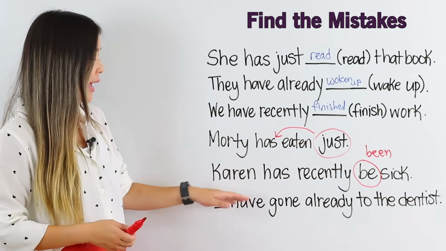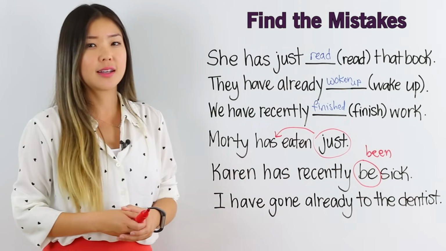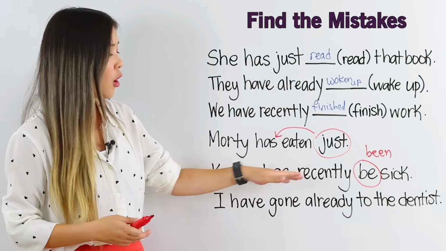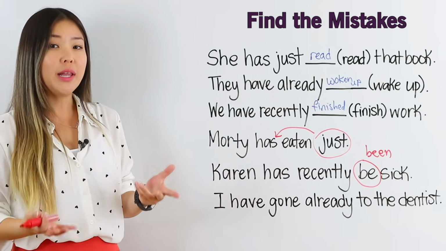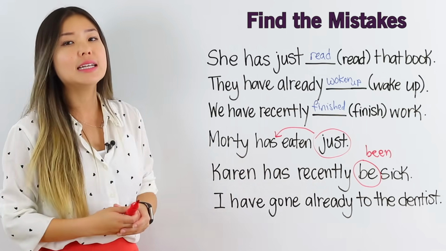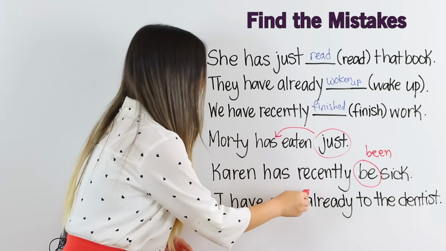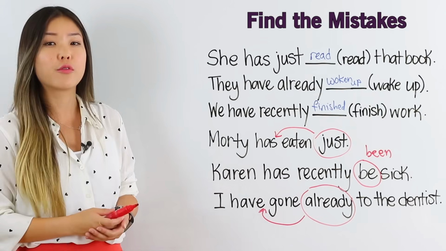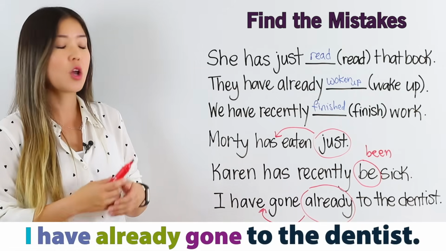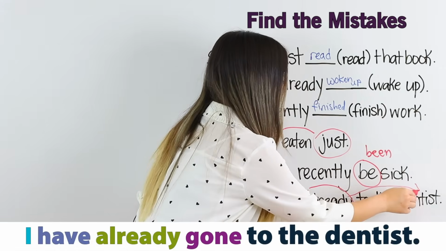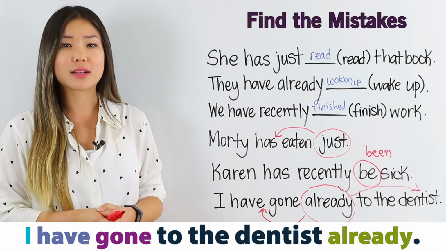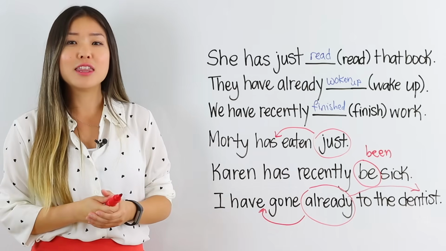And finally, I have gone already to the dentist. This is similar to another question we looked at just before. The placement of already is a little awkward. So we can say, I have already gone. So we can put already before the verb, I have already gone to the dentist. Or we can put this at the end. I have gone to the dentist already. Both of those are correct. Now, good job. That is the end of the checkup. Let's move on.